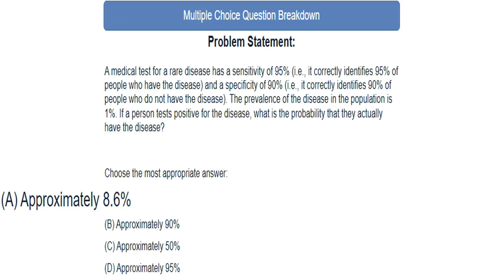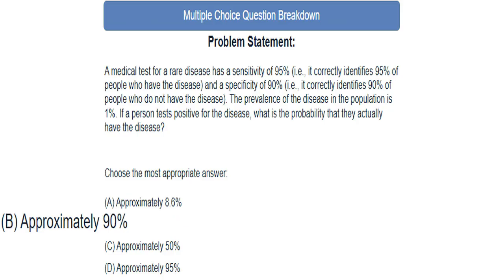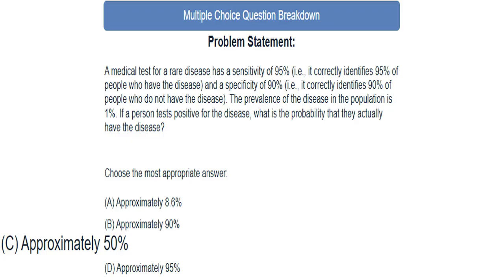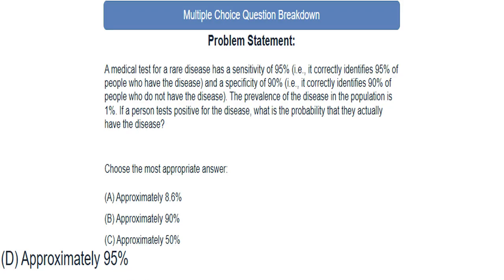Got it? Option A suggests a probability of approximately 8.6%. This is one of the possible answers to consider. Option B suggests a probability of approximately 90%. Option C suggests a probability of approximately 50%. Option D suggests a probability of approximately 95%. This is the last of the possible answers to consider.